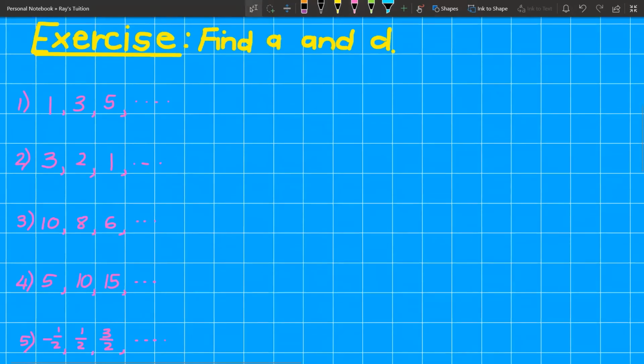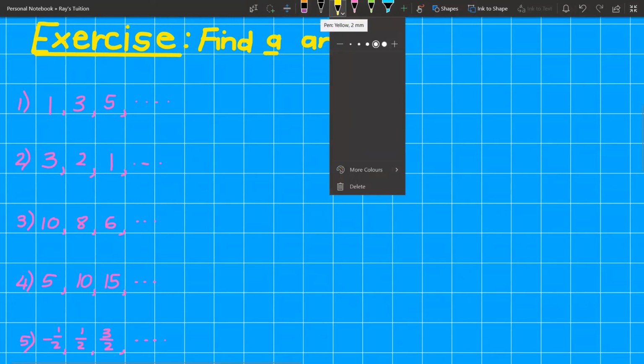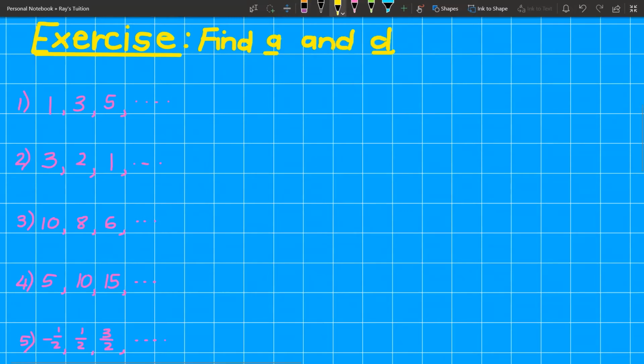So here we have a set of linear patterns, and we have to find A and D. Now, if they are linear, they will have a common difference, and all patterns do have an A in any case. So let's start with the first one. Let's first find A for each of them. A, we spoke about it just now, is the first term of the sequence.